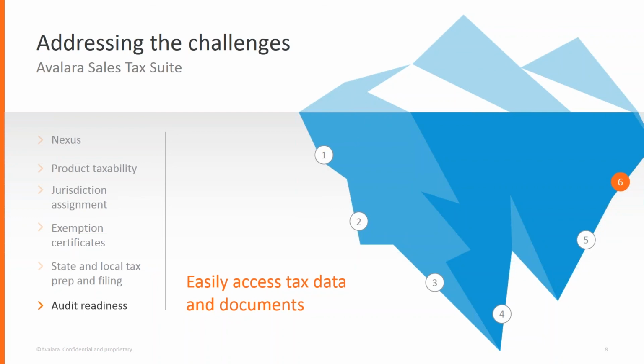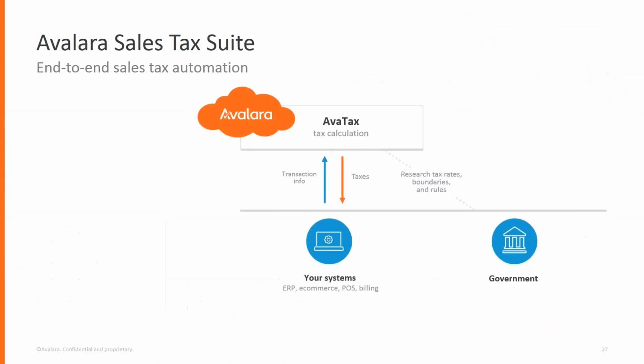So if we talk about the products themselves, we have a suite of products that can be used independently or together. So the first product is our AvaTax, our tax calculation tool.